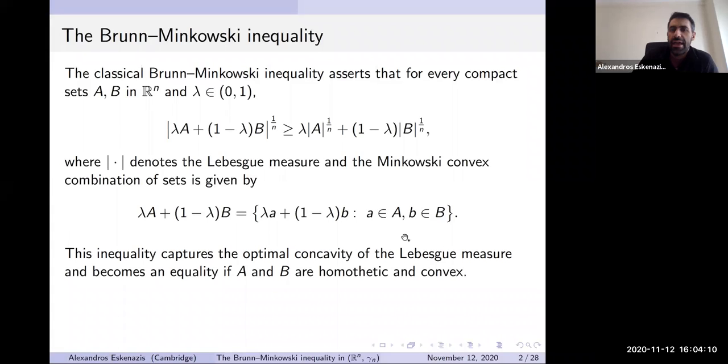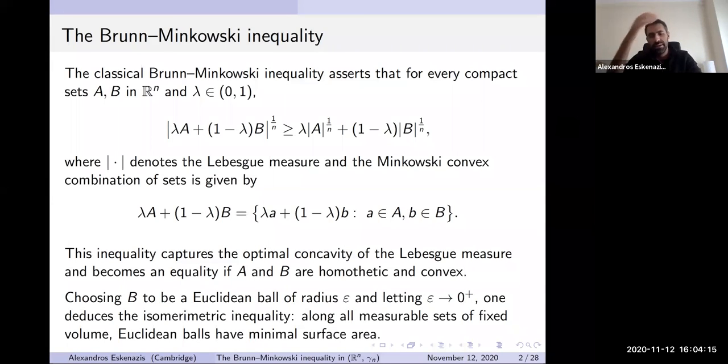This is an extremely important inequality, in convex geometry, but also beyond convex geometry. Just to give you an example, if you choose the set B to be a Euclidean ball of radius epsilon, and you let epsilon go to 0, then the two quantities will converge to the same thing, so you can divide by epsilon and see what you get. What you get is exactly the isoperimetric inequality. This means that among all measurable sets with a given Lebesgue measure, the Euclidean balls have minimal surface area. So the isoperimetric inequality simply follows formally from the Brunn-Minkowski inequality, but that's just one of the many reasons that this is important.